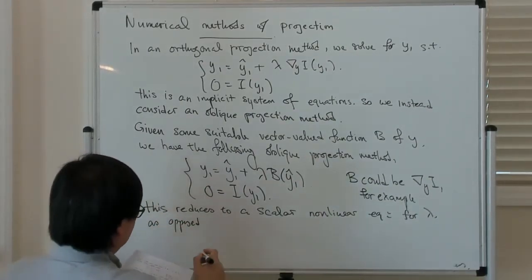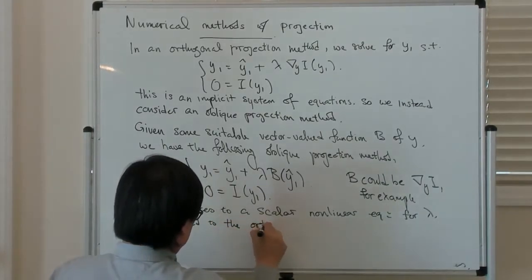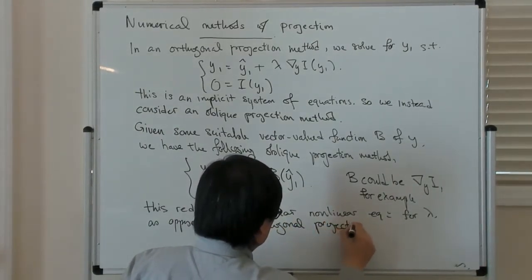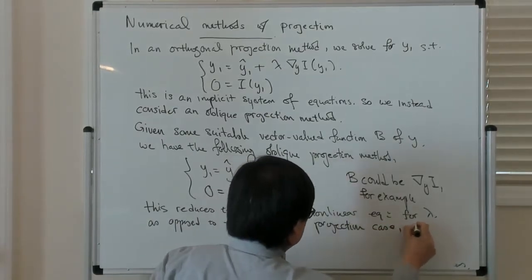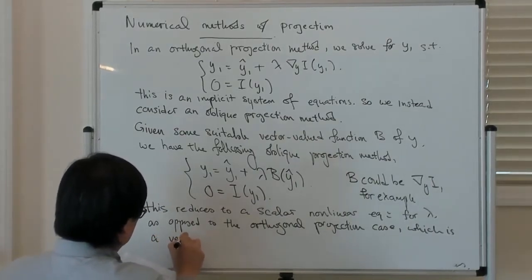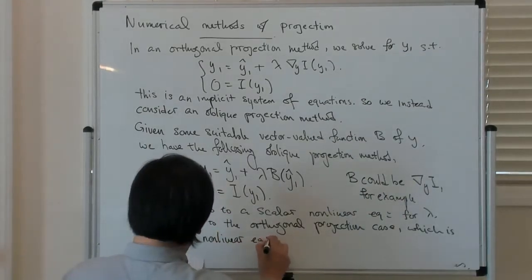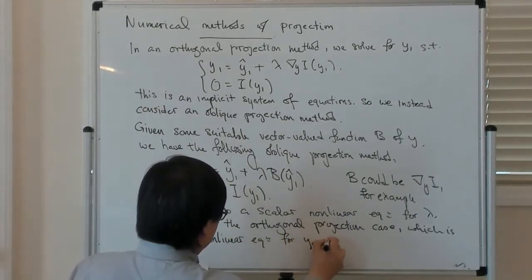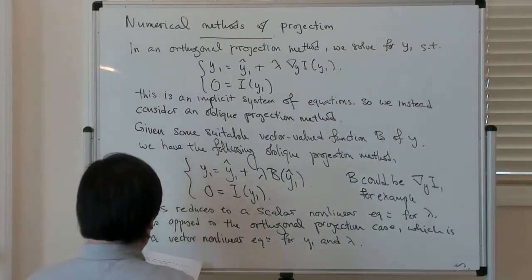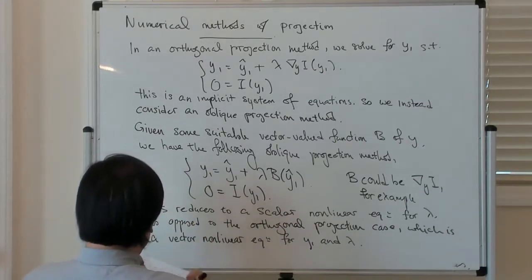the orthogonal projection case, which is a vector nonlinear equation for y1 and lambda. Okay, and then of course you can solve this lambda using some sort of Newton type iteration.